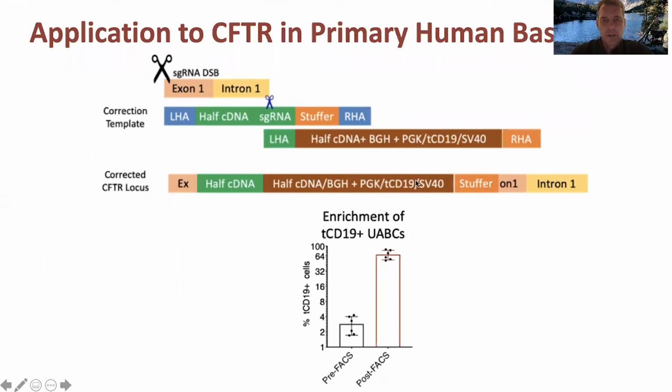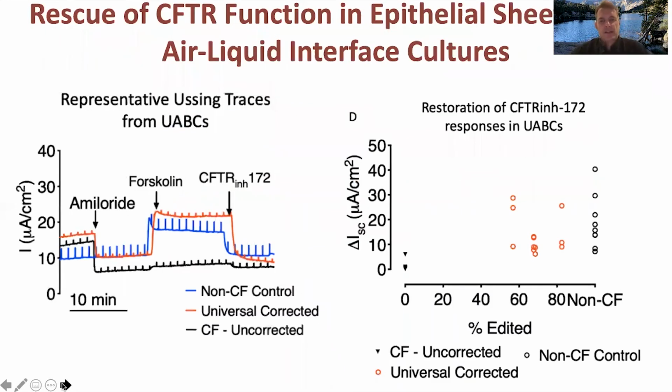But because we inserted a selection cassette, we could use enrichment strategies, whether flow cytometry based or magnetic bead based, to enrich the frequency of these cells to over 60%. So Suram, with his collaborators, then differentiated these cells, as described previously, on air-liquid interface cultures and measured currents.